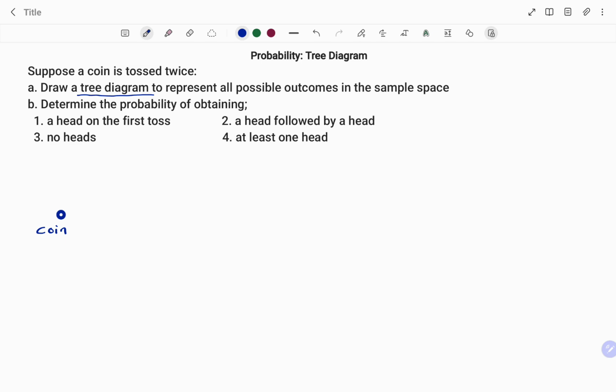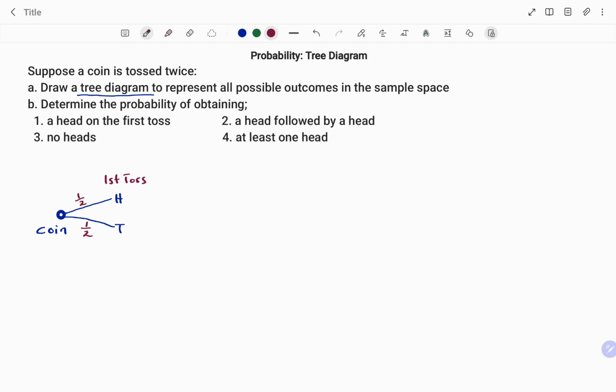A coin has two sides, that's the head and the tail. So on the first toss, we are either going to have a head or a tail. That's our first toss. And the probability of getting the head on the first toss, because there are only two possible outcomes, is 1 out of 2. The probability of getting the tail on our first toss is also 1 out of 2.